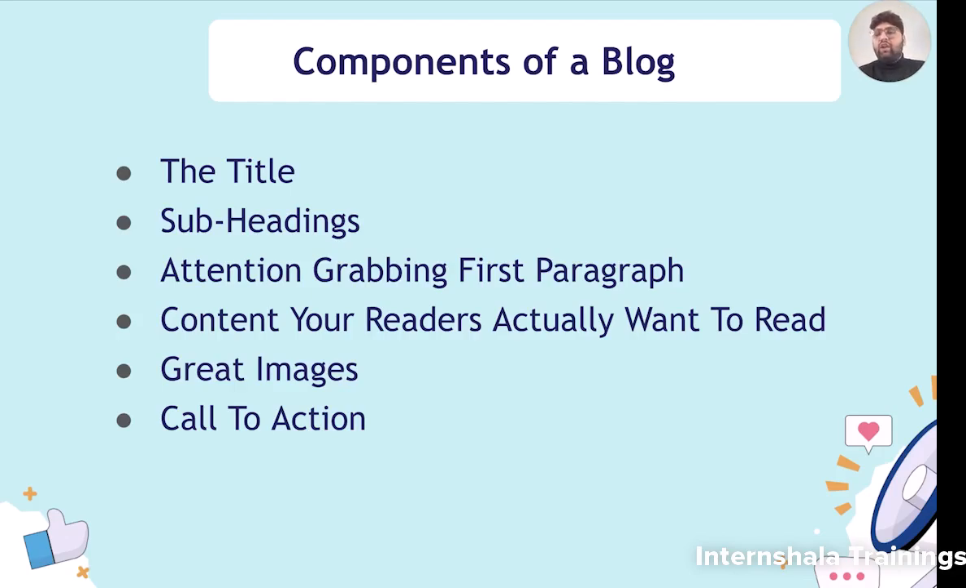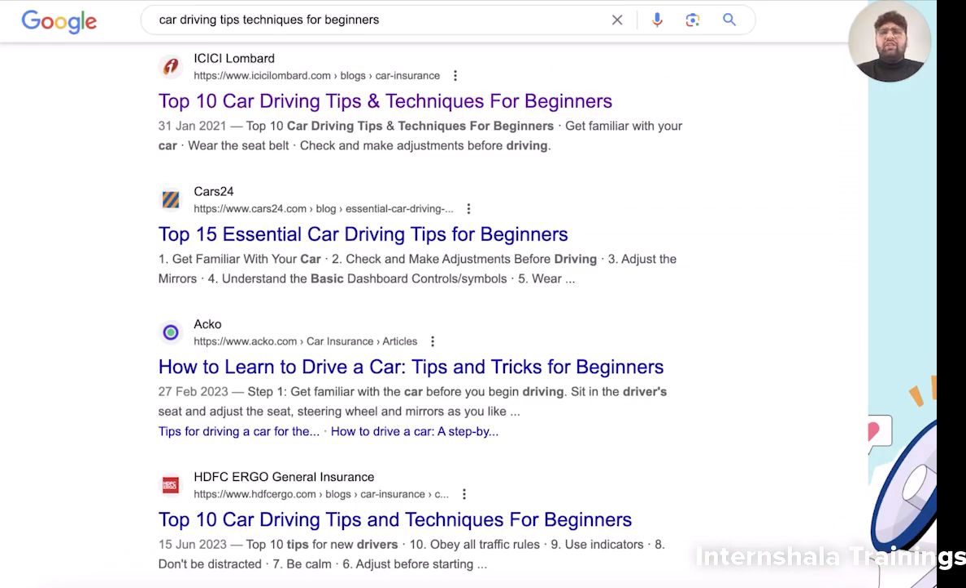Now let's try to see this with the help of an example. I was looking for car driving tips for beginners and came across a few articles you can see on my screen. These are the links to a few blogs. There is a blog by ICICI Lombard, Cars 24, Echo, and also by HDFC. And all these in blue are the titles of each blog. Yes, you heard it right. Title is a heading to the blog which a user will read. Over here, there are 4 headings to 4 different blogs on my screen.